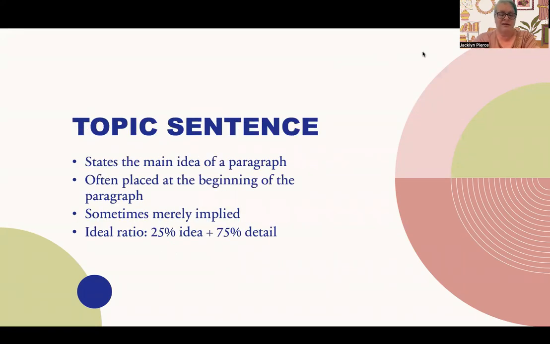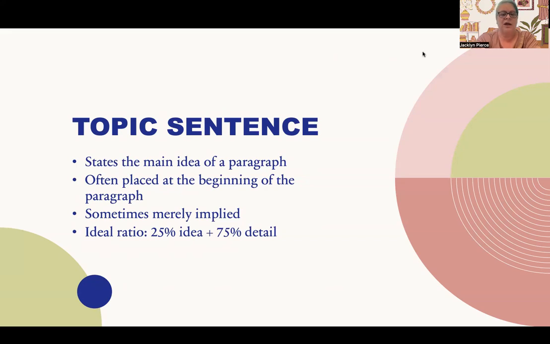The topic sentence, which is related to paragraphs, is the single sentence that states the main idea of a paragraph. Typically, we kind of tend to think of it at the beginning of the paragraph, although it doesn't have to be. And sometimes it's not even directly stated as much as it is implied.